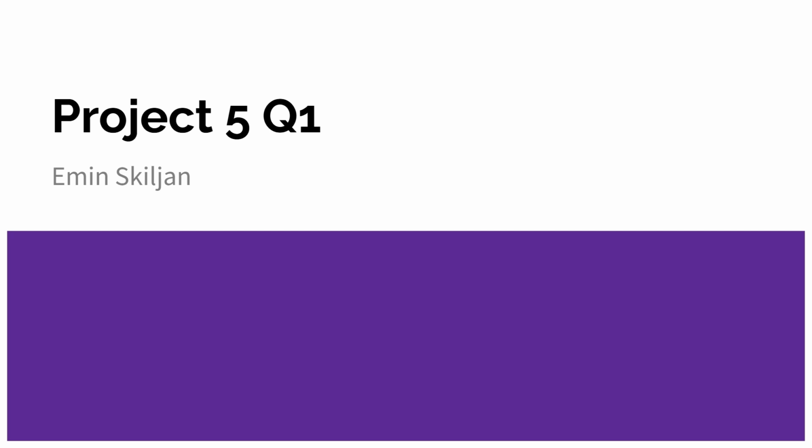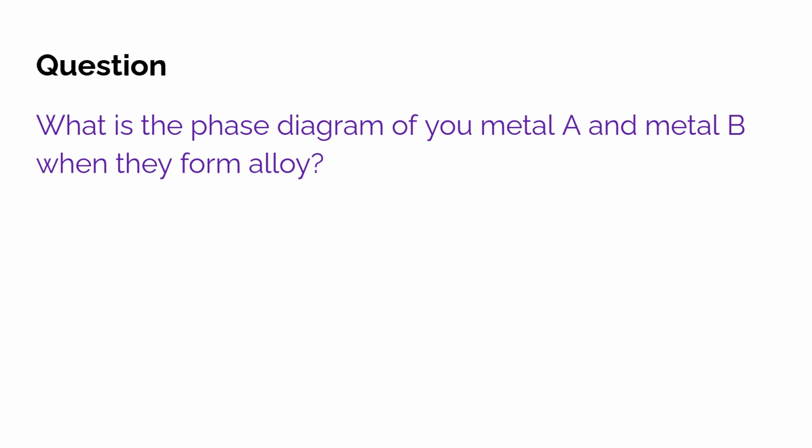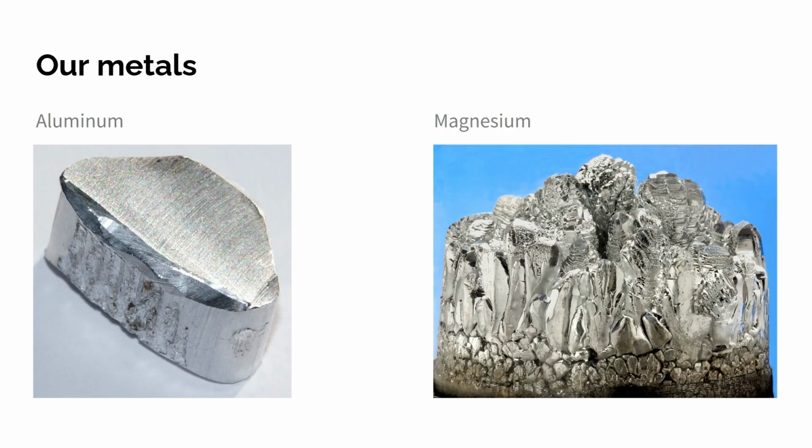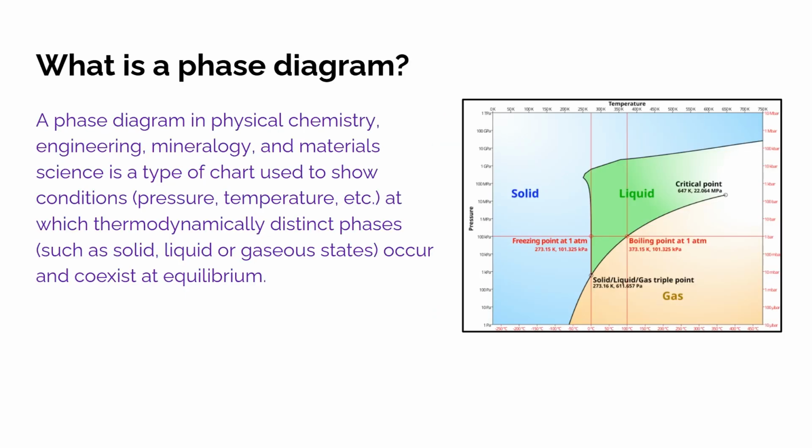Today we'll be going over project number 5, question 1. So, what is the phase diagram of your metal A and metal B when they form an alloy? Our metals in question are aluminum and magnesium.